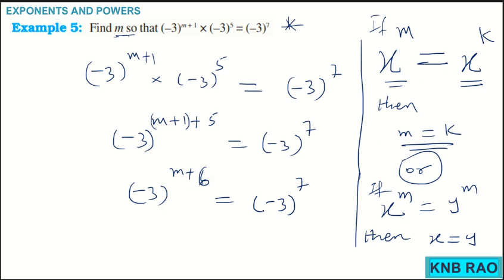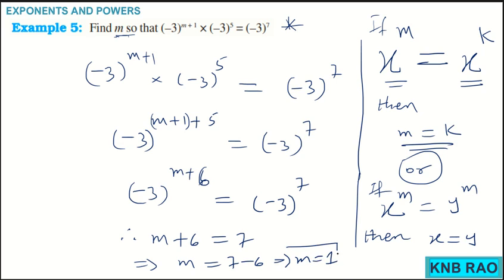So, here bases are equal and exponential numbers are equal, therefore we will say m plus 6 equals 7. It implies m equals 7 minus 6, it implies m equals 1 is the answer. Very important, pause the screen and note down these laws 1 and 2. When two exponential numbers with the same bases are equal, then powers are equal, or when two exponential numbers are equal with the same powers, then their bases are equal. This is how we tell.